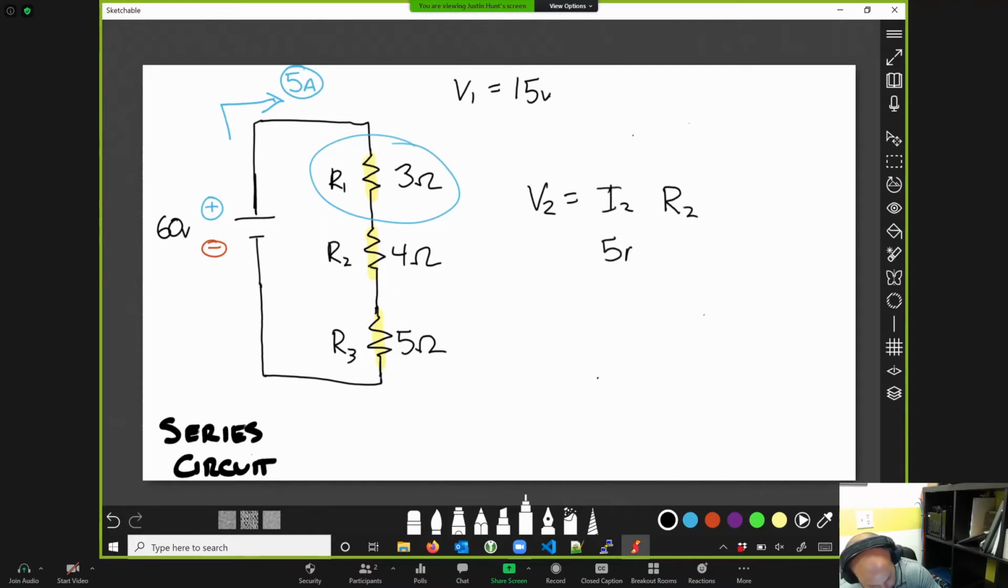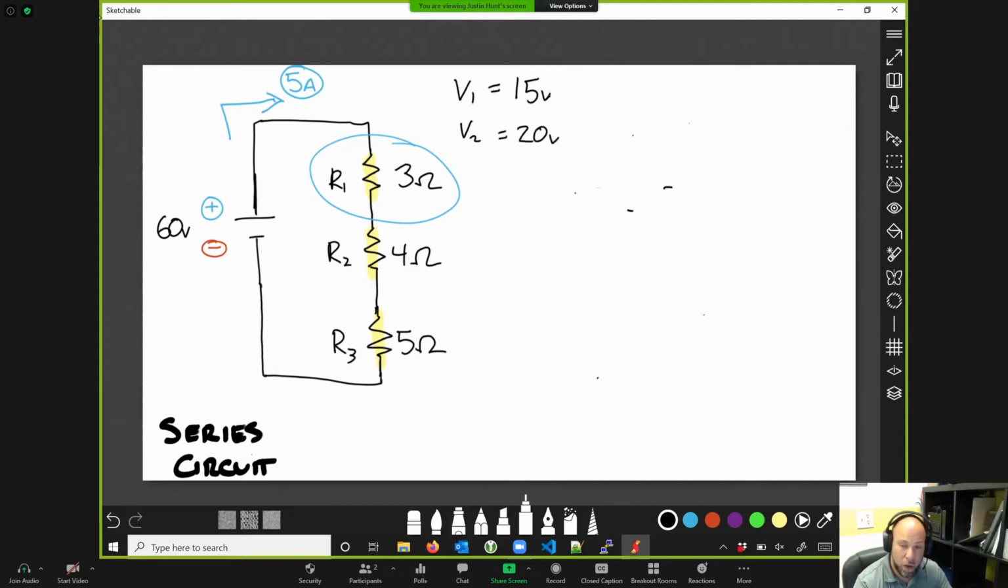I2 is going to be 5 amps, and our resistance is going to be 4 ohms. All right, if we multiply that, we get 20 volts. V2 is actually equal to 20 volts. Are you guys seeing how we're taking V is equal to I times R, and we're just looking at it in context to each component one at a time?